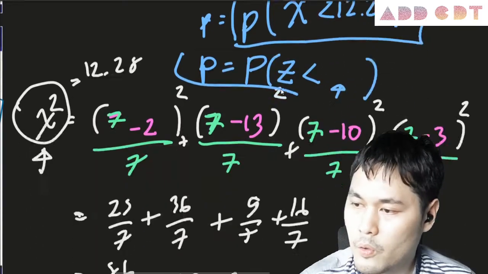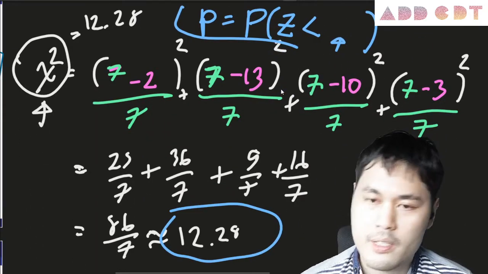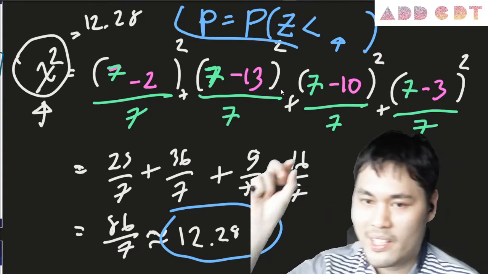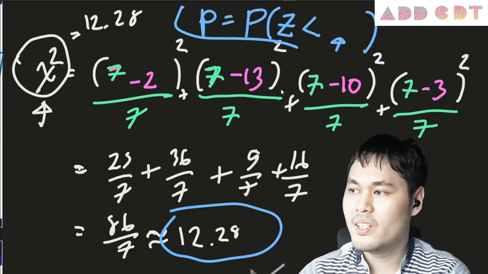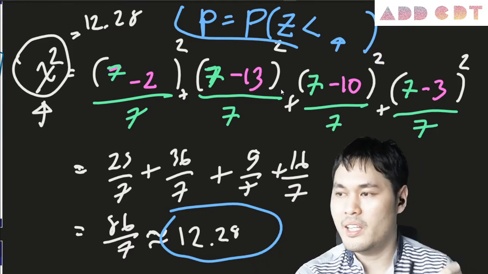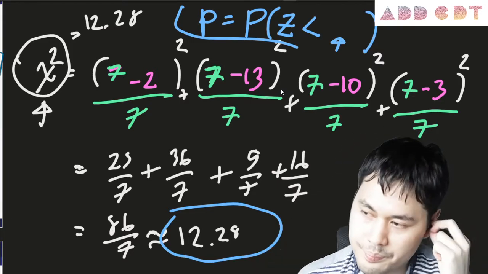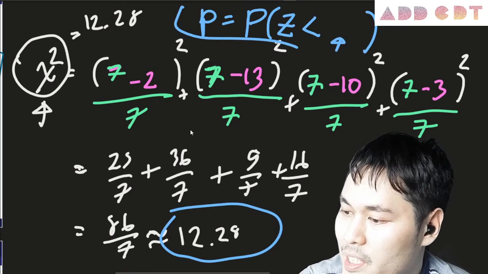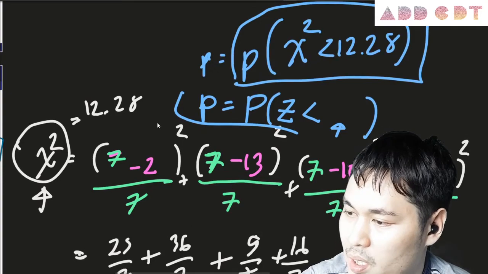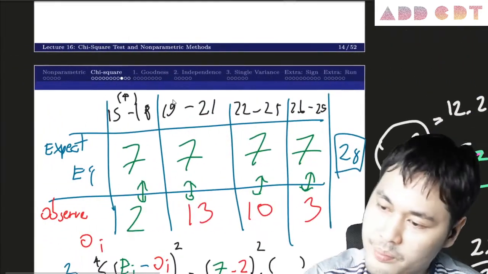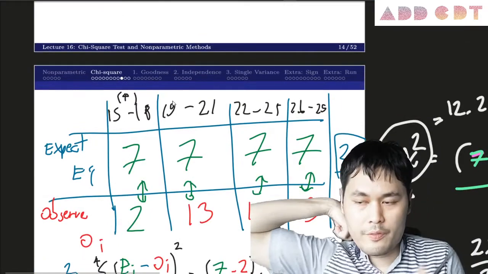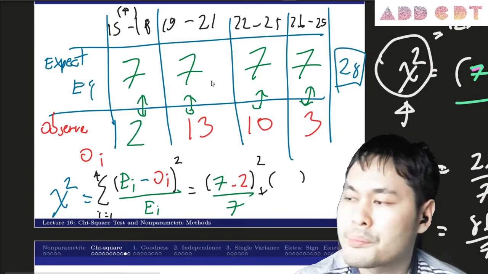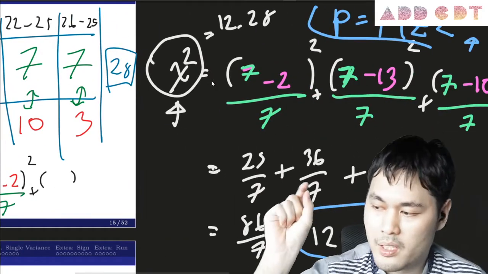Once you get 12.28, everything else is just a call. It's no longer math. You get that number, you look up the table, you compare that with the alpha, and you say whether you reject or not. Everything else we can leave to a PC, computer, or calculator. But the first step that we sometimes have to compute by hand is here, and you have to understand what this number 12.28 means.